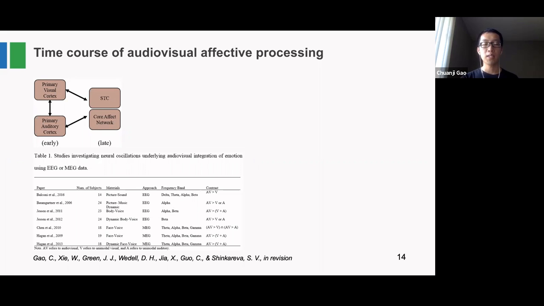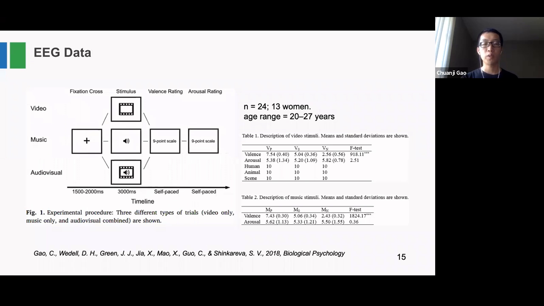Secondly, it's not clear whether there is a difference in audiovisual integration depending on different emotional content. Previous studies usually use discrete emotions such as happy and sad, and they just average the happy and sad conditions and compare audiovisual versus the sum of unimodal. In that way, it's not possible to examine whether the audiovisual integration would differ depending on different emotional content. So to answer the question, we reanalyzed some previous data.